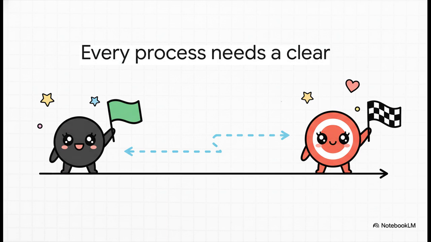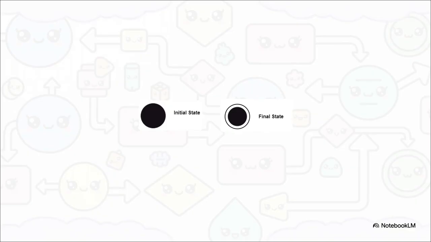Now, a list of tasks isn't really a process without a clear direction, right? It's just a bunch of stuff. So, just like any good story, our workflow needs a definite starting point and a clear, unmistakable finish line. And these two little symbols are what bookend our entire process.